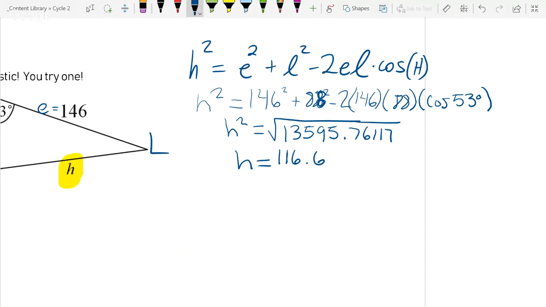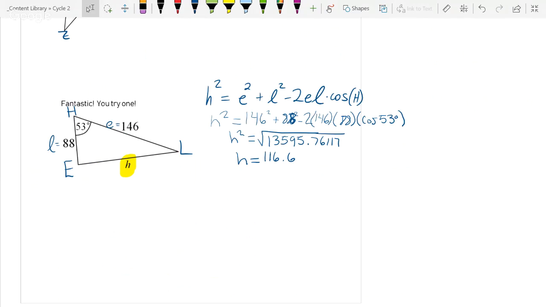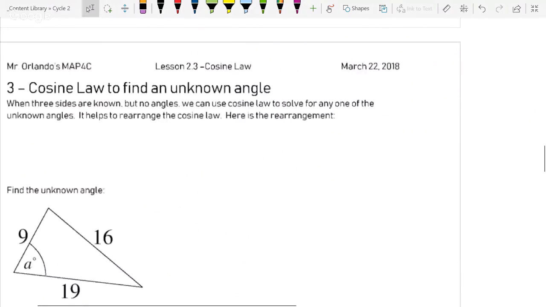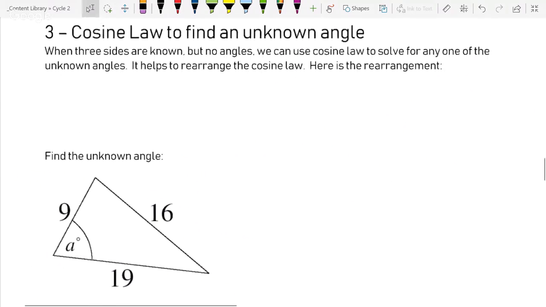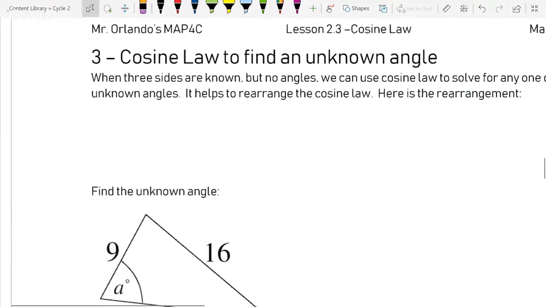Now, in all these cases, we've been finding a side. In the next, we're going to ask to find an angle. And I'm going to show you the algebra. And the algebra will always work, but it's not how I'd recommend doing it.